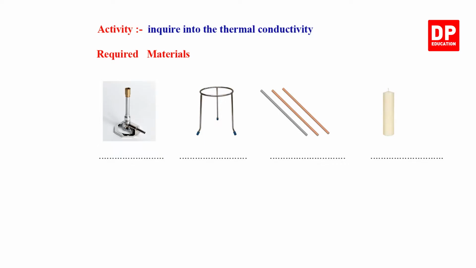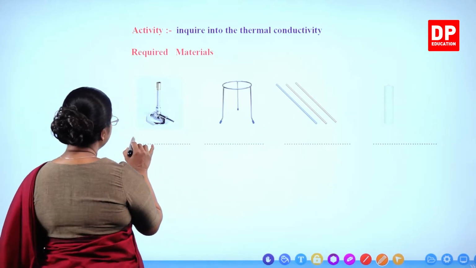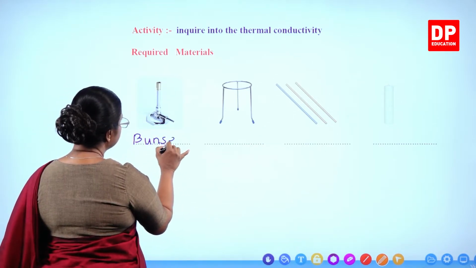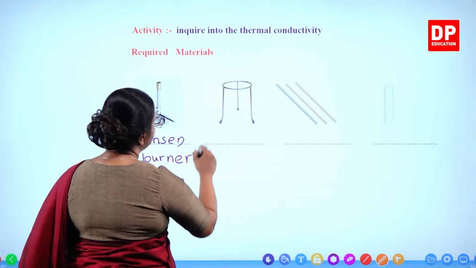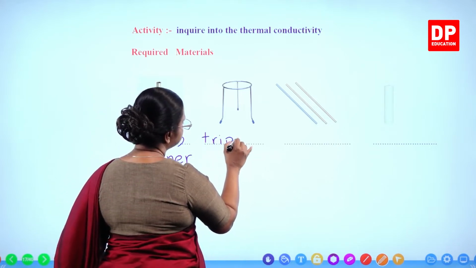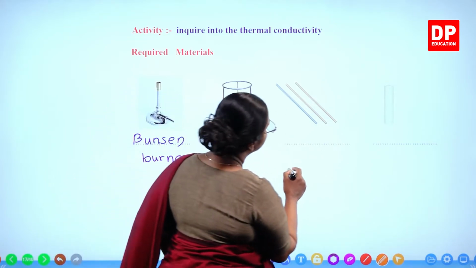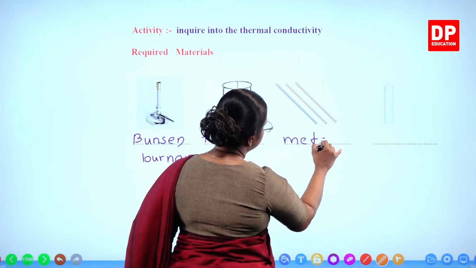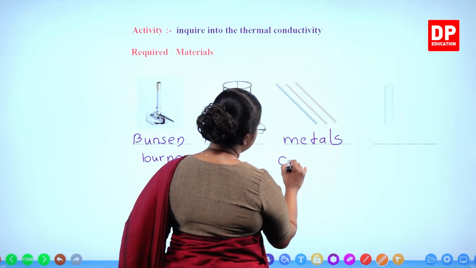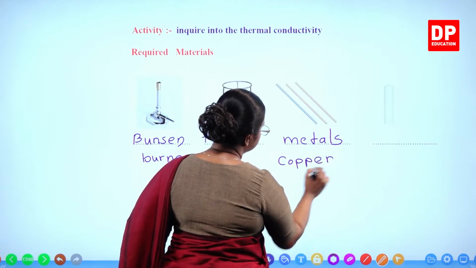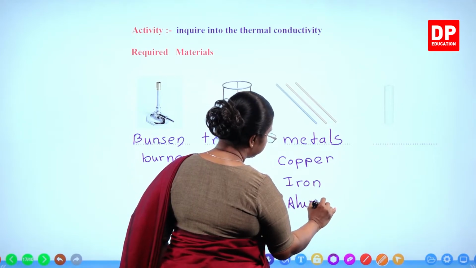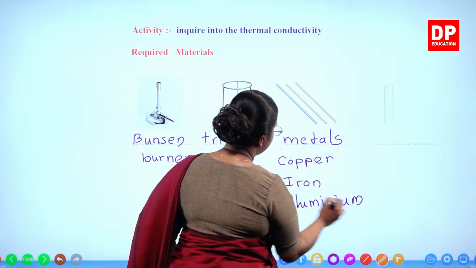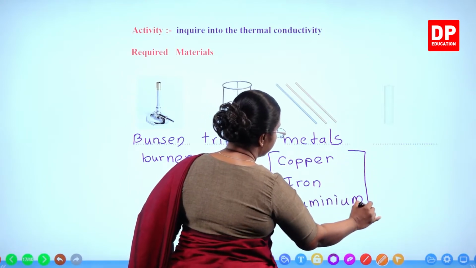Activity. Inquire into the thermal conductivity. Required materials: we need a Bunsen burner, then we need a tripod, and we have to use different metals, say for example copper, iron, aluminium. Like that, we can use different metals.